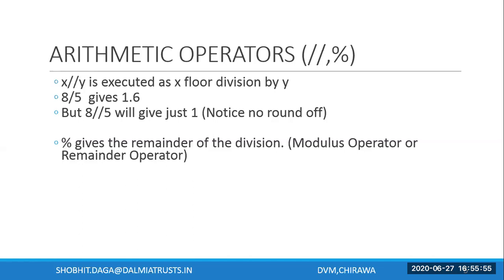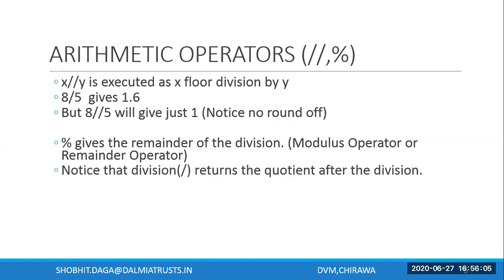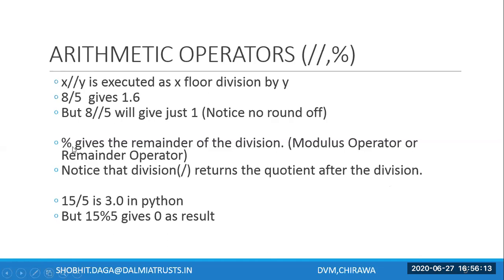And remember, because we are focused on the remainder of the division, we are not going towards the decimal positions when it comes to dividing the number. Notice that the division operator returns the quotient of the division, whereas modulus returns the remainder. So it can be called either the modulus operator or the remainder operator.